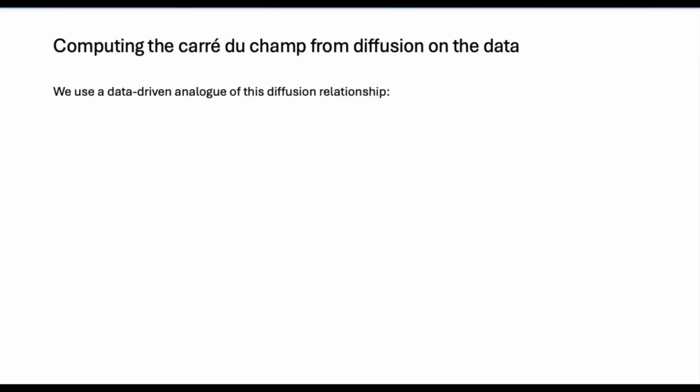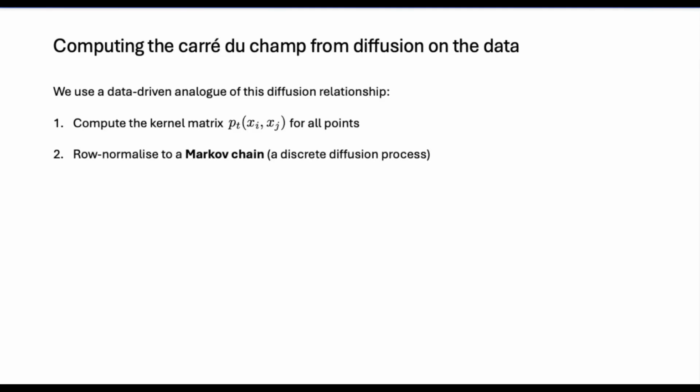To talk about how we can do that in a data-driven setting, we can use an analog of this relationship. First of all, let's pretend we've got n points, so we can evaluate for all n squared pairs, and we get an n by n matrix of evaluating this kernel. We can then row normalize it into a Markov chain. This is like a discrete diffusion process. The thing I showed before was the continuous diffusion in R^m. This is the discrete analog of it.